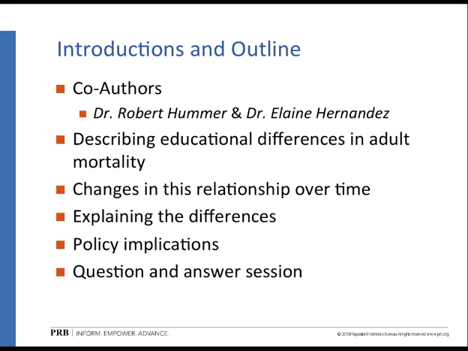What we will do over the next 40 or so minutes is the following. I'll first describe the latest research that describes educational differences in adult mortality. We'll describe recent research that documents changes in these differences. And then I'll discuss research that examines the reasons why there are such large current differentials in mortality by educational attainment. Elaine will then discuss the policy implications of this body of research. We'll close with a 10 to 15-minute question and answer session with audience members.